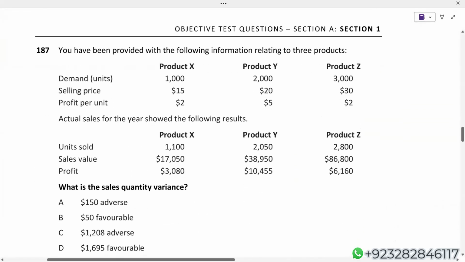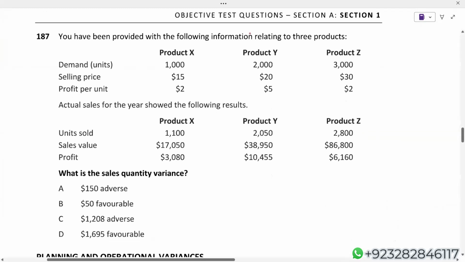What is the sales quantity variance? Now, students, I'm giving you around 4 to 5 minutes. Please try to attempt this. You should be able to do it. Let's see who will answer this question. Students, if you recall, first you need actual quantity according to the standard mix. Then, of course, budgeted quantity into standard mix.